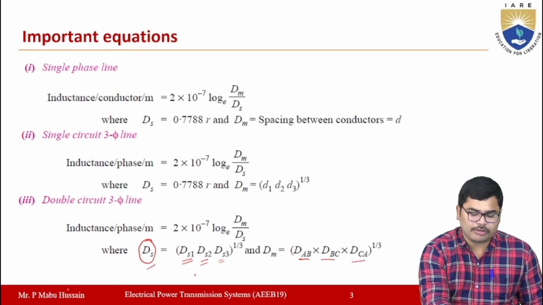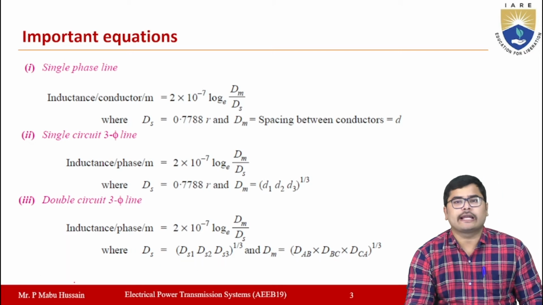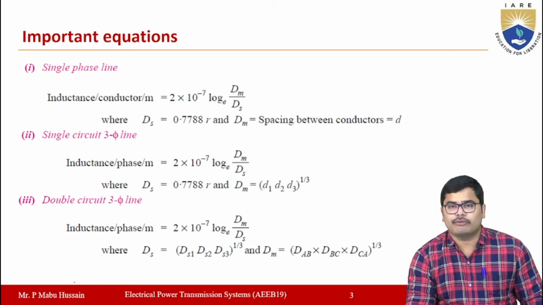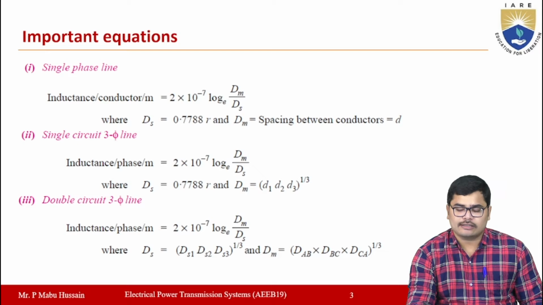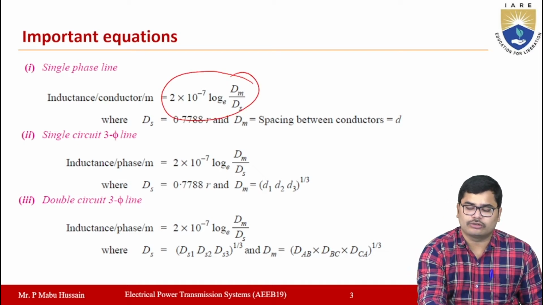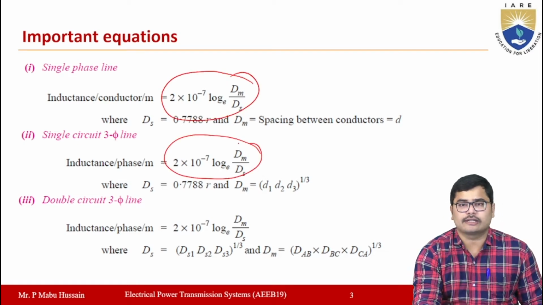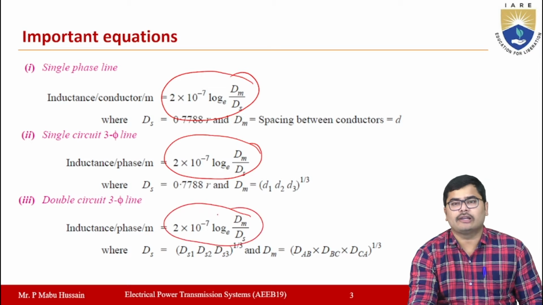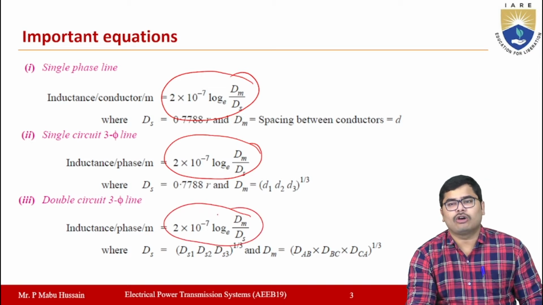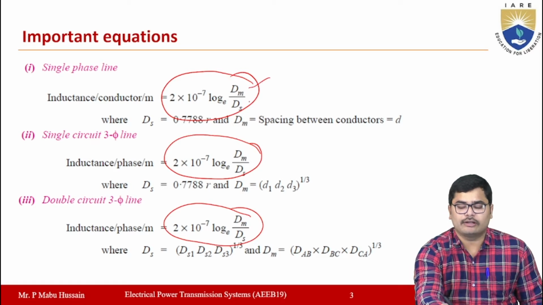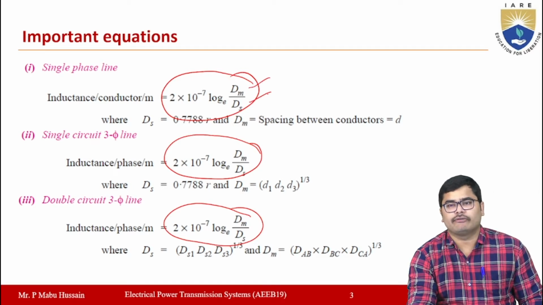Right. So these are the formulas which we need to remember for calculating the inductance of any type of transmission line, whether it is a single phase transmission line, a single circuit 3-phase transmission line, or a double circuit 3-phase transmission line. In all the cases, the main formula will be the same. For the calculation of inductance, the main formula, if you observe, is 2 × 10^-7 ln(Dm/Ds) only. But only the calculation of Dm and Ds is different.